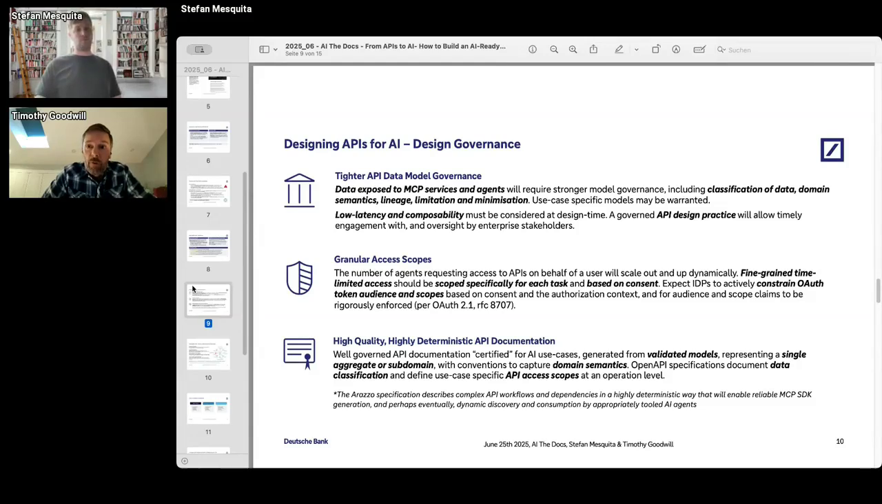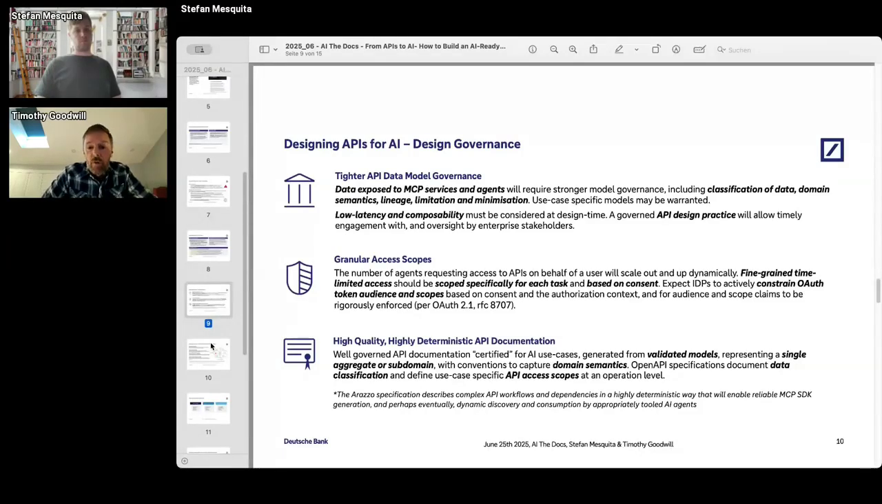And if you have not implemented OAuth 2.1 and RFC 8707, that's resource indicators. That gives us the ability to constrain our tokens to a particular resource context, and that's really important. So ask for a roadmap if this is not in your organization already.